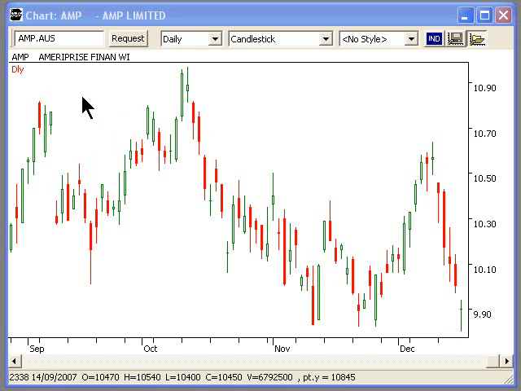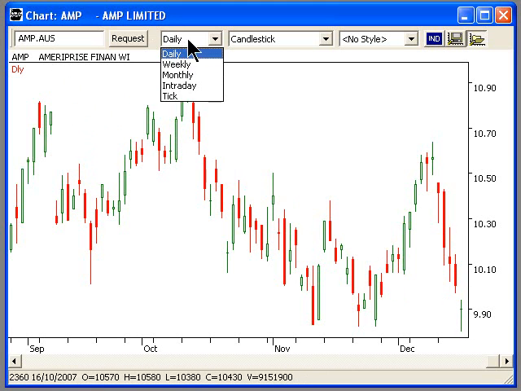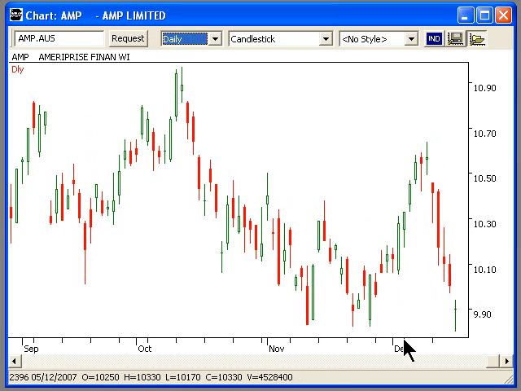Today's video we're going to be looking at AMP, the stock AMP on the Australian stock market. What we can see here is a daily candlestick chart, and we have four months of data at the moment. But first we need to view the overall trend, so let's go to a weekly chart.